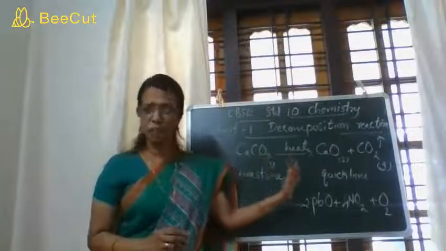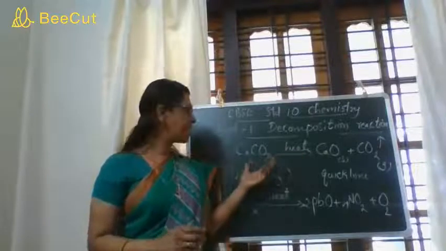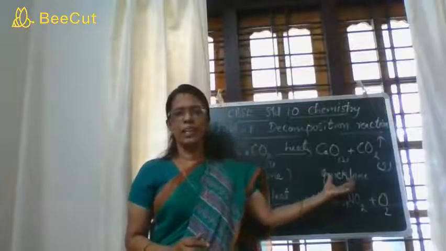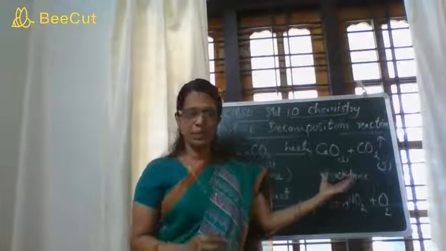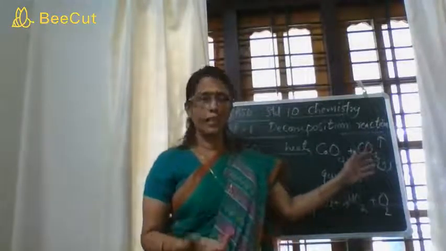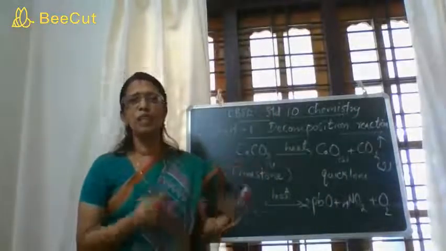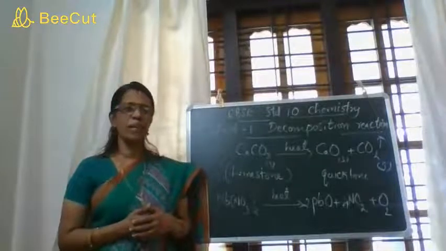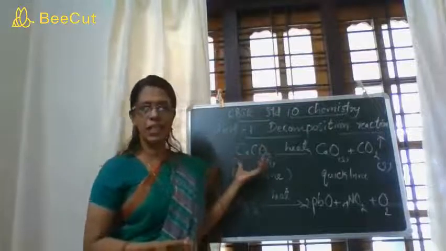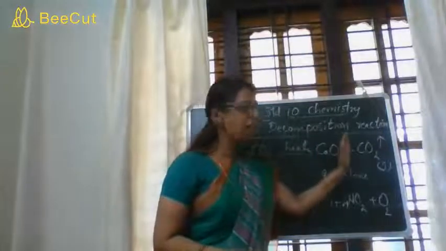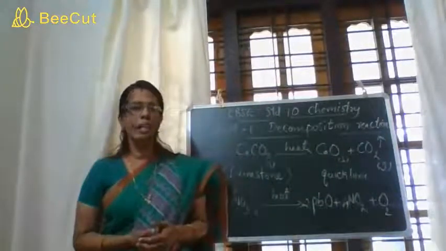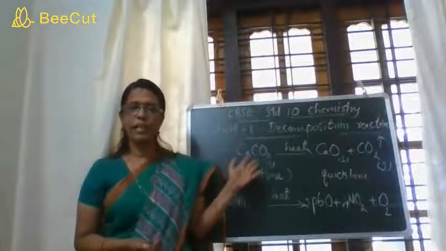Calcium carbonate undergoes thermal decomposition because it is heated and it is changed into calcium oxide and carbon dioxide. Calcium oxide is quicklime. The chemical name is calcium oxide, and quicklime is the common name. Along with this, one of the products is carbon dioxide. Therefore, carbon dioxide and calcium oxide are formed when calcium carbonate is heated. Here one single substance, calcium carbonate, on heating is split into two substances, calcium oxide and carbon dioxide. This is also an example for decomposition reaction.